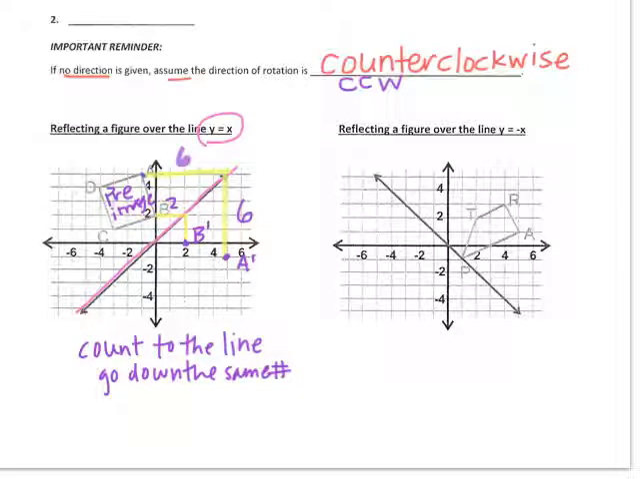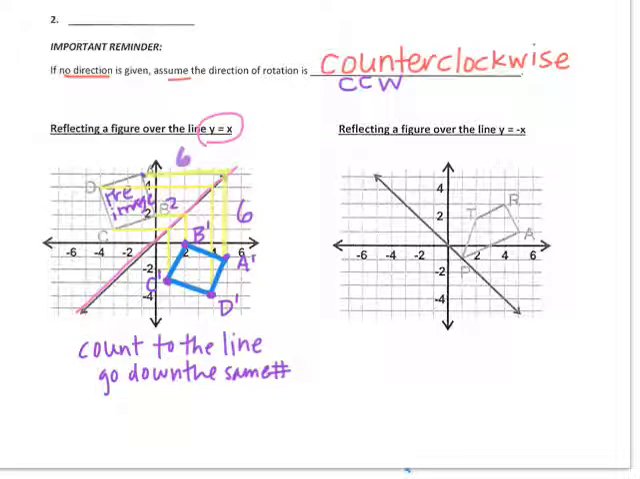I'm going to do that for points C and D also. I have to count over to the line of reflection. Remember to go all the way to the line. So there were 4 units there. And I'm going to go 4 units down this way. And then I have to do that for point D as well. I'm going to count all the way over. There were 8 units away from the line of reflection, and now I'm going to plot point D prime there as well.